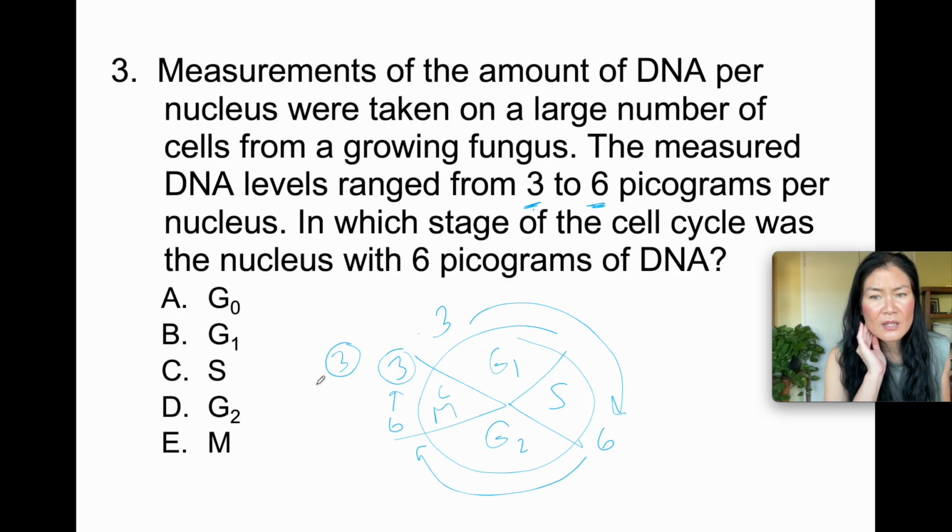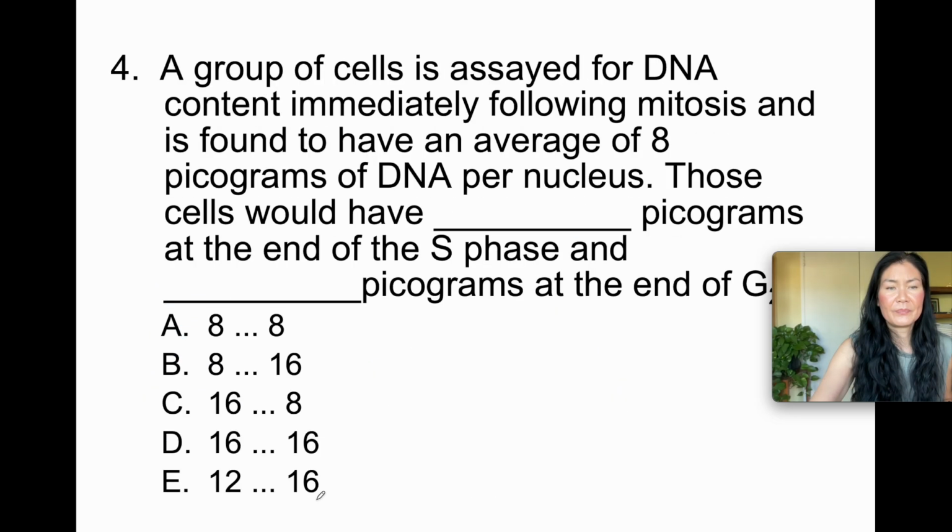So 6 picograms, not G0, not G1. At any point during the S phase, it's going to be between 3 to 6. So the answer is going to be G2. For sure, it's going to have 6. In mitosis, that's where it's going through cell division, so they are going to be separated. And so the answer is going to be G2.